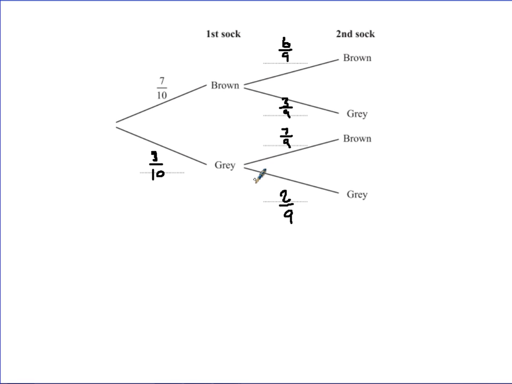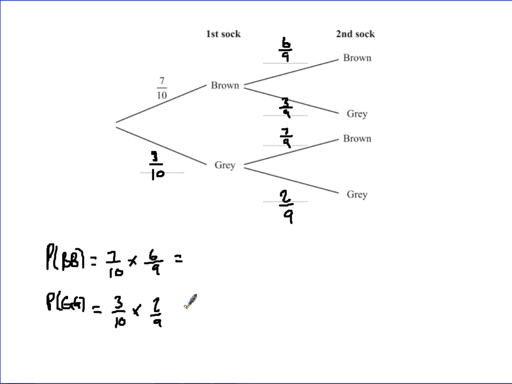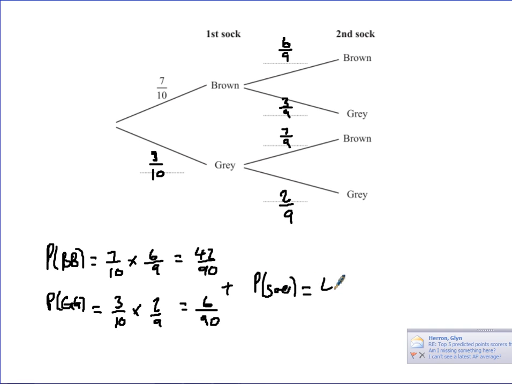Work out the probability that Bevan takes 2 socks of the same colour. So we've got the probability of brown and brown, and the probability of grey and grey. So brown is 7/10 times 6/9, and grey is 3/10 times 2/9. So 7 times 6 is 42/90, and 3 times 2 is 6/90. Add these two together, so probability of same is equal to 48/90.